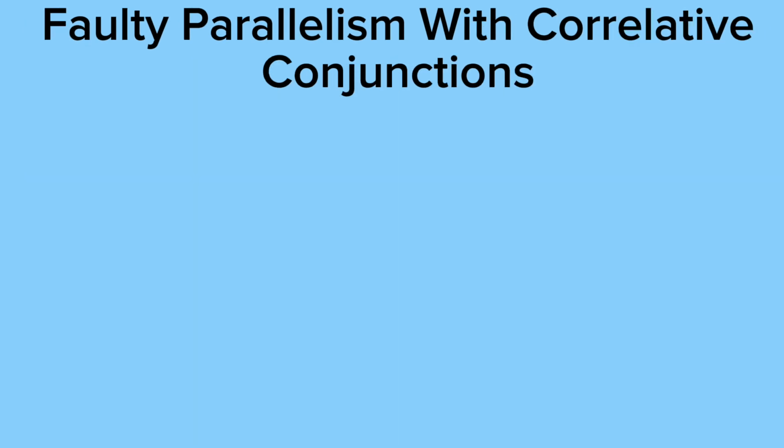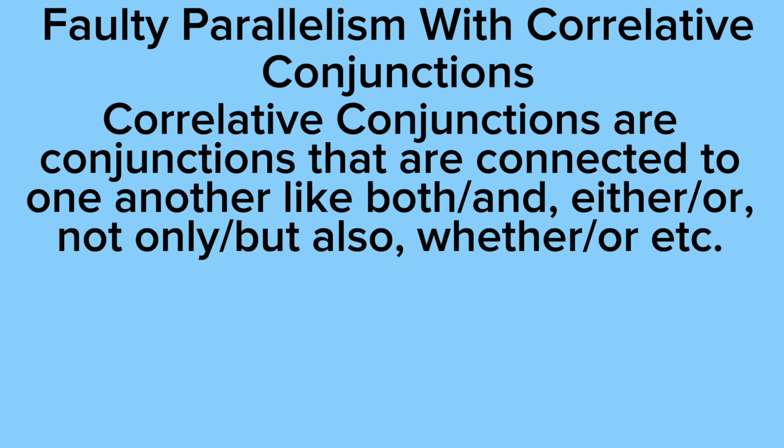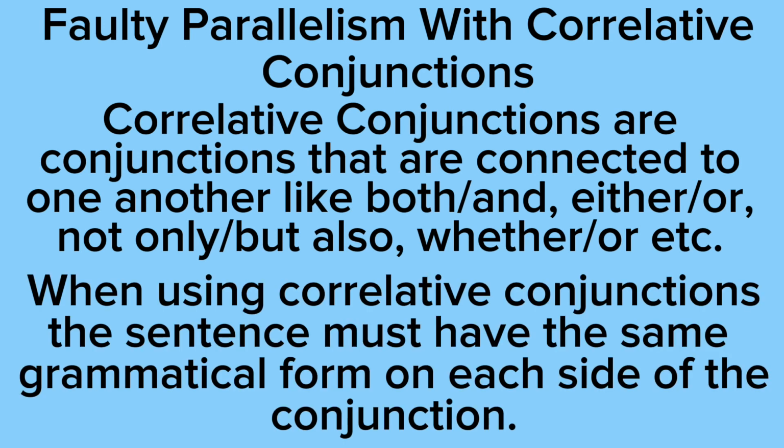And lastly, we have faulty parallelism with correlative conjunctions. So what are correlative conjunctions? Correlative conjunctions are conjunctions that are connected to one another, like both and in, either and or, not only and but also, and whether and or, etc. When using correlative conjunctions, the sentence must have the same grammatical form on each side of the conjunction.